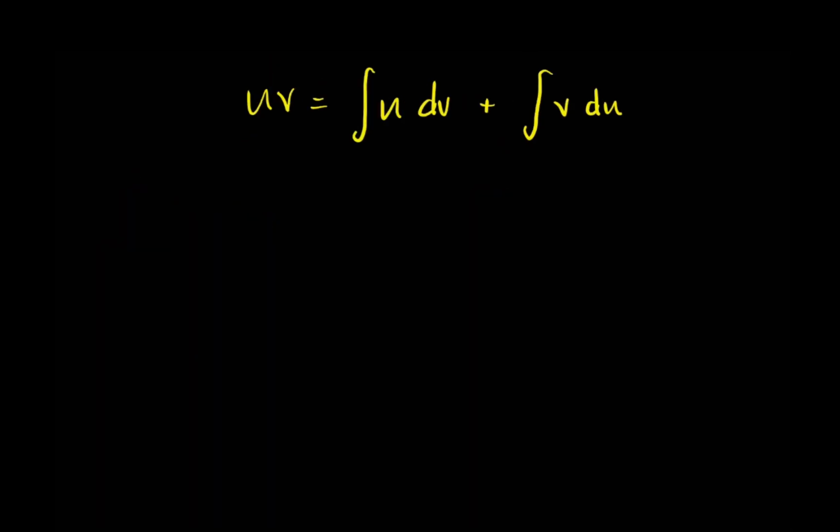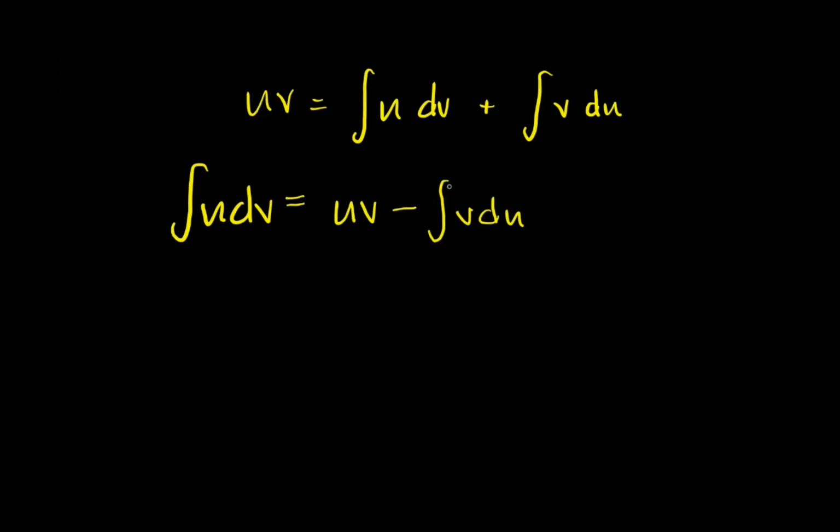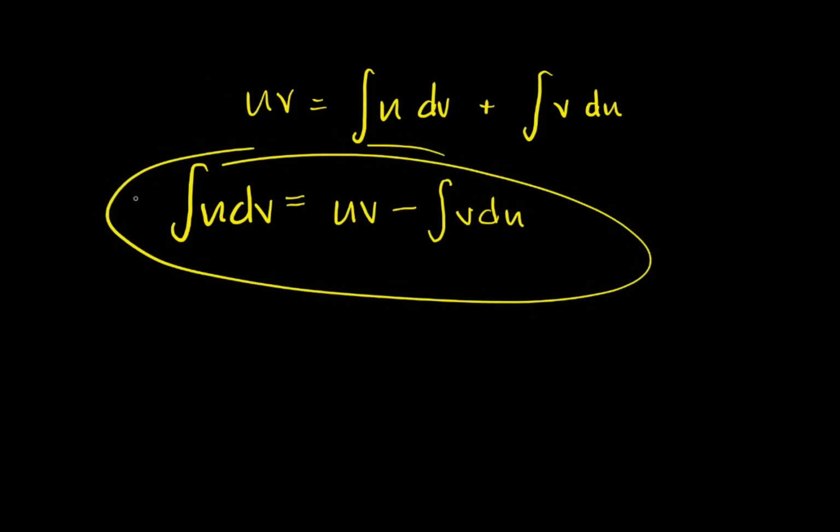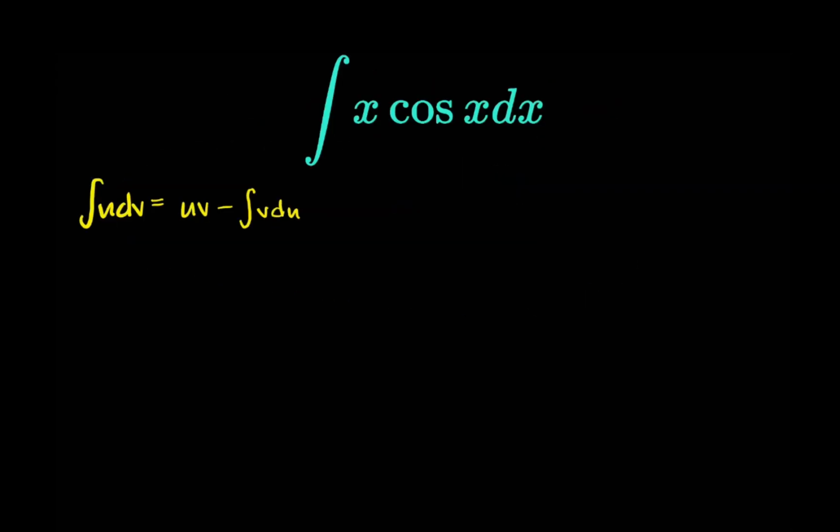Finally, we rearrange to solve for the integral of u dv. And so we get the integral of u dv is equal to uv minus the integral of v du. And that is how we derived our equation. With this equation in mind, let's solve the following problem.